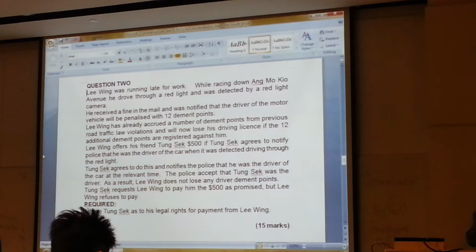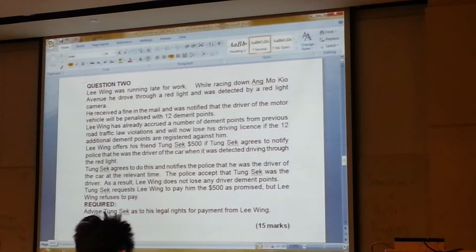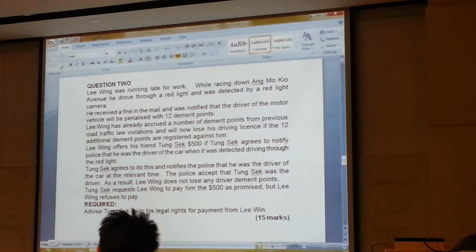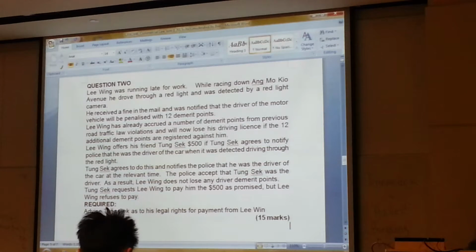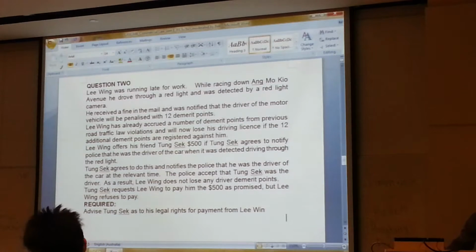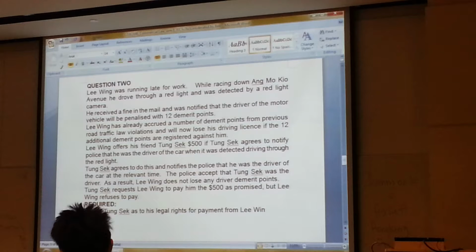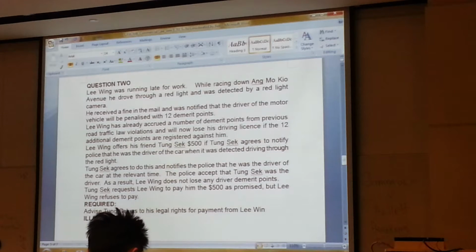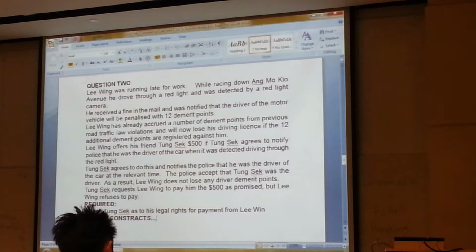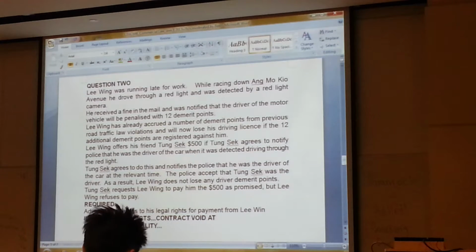So, class, this is illegality. Class, this one is illegal contracts. I'll just put a short note before we go through this, because it's not going to come out. Right? Let's not waste time. Illegality. Okay. So, class, area of law is illegal contracts, contract void and formation, illegality, because contrary to the Road Traffic Act, to traffic laws.